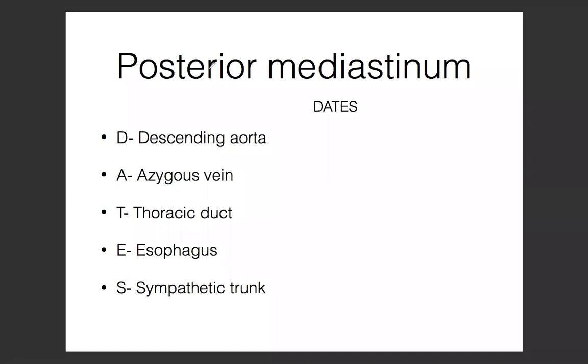So DATES is basically D is for the descending aorta, A is for the azygous vein, but you also add with it the hemiazygous. So azygous vein plus the hemiazygous vein. There's the thoracic duct, so the T is for the thoracic duct, E is for the esophagus, and S is for the sympathetic trunk. Okay? So these are the contents of the posterior mediastinum. Or an easy way to remember it is just DATES.